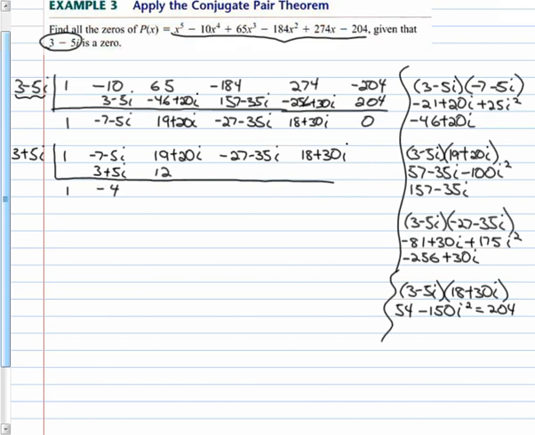Negative 4. I didn't mind negative. Negative 20i. Hey, once again, if it's done right, this will happen every time. The i's will cancel. 19 and negative 12. Make sure I get that right. I just get a 7 out of this.